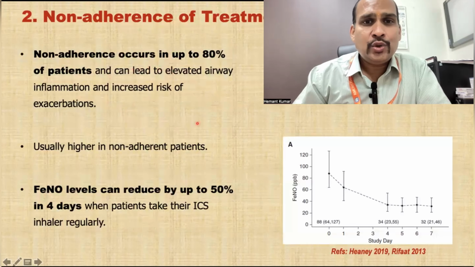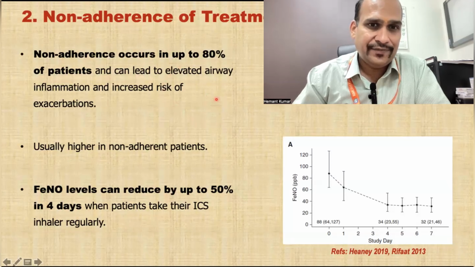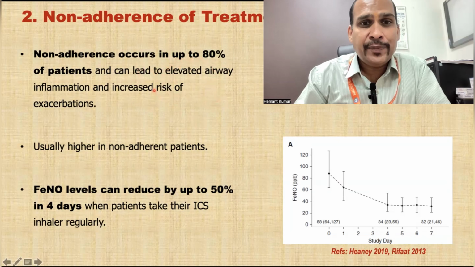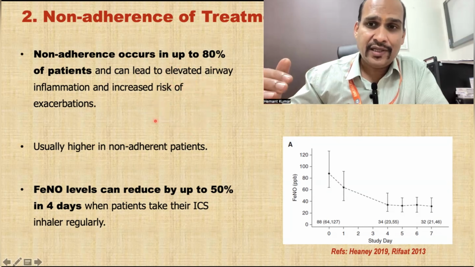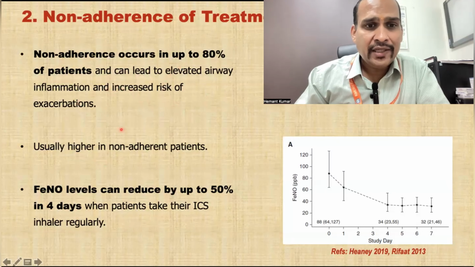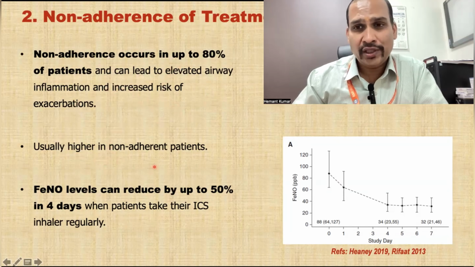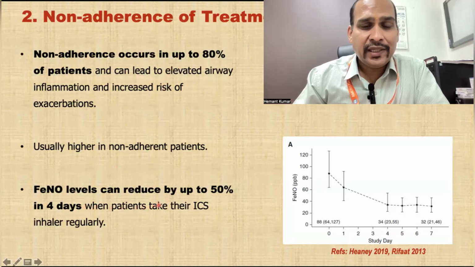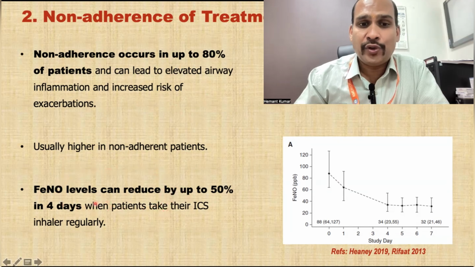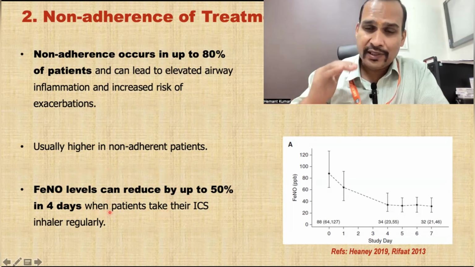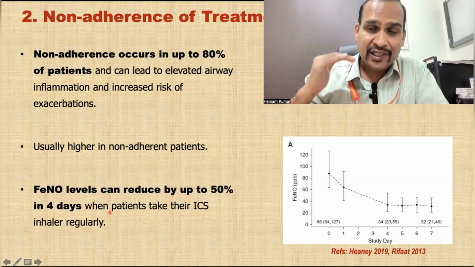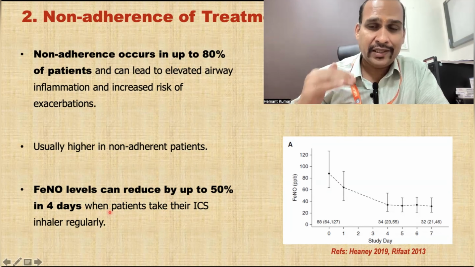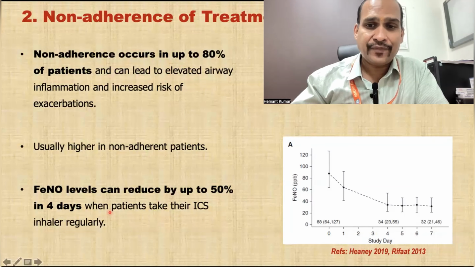Another use is to see non-adherence to treatment. Non-adherence occurs in up to 80% of patients. That will lead to an increased level of inflammation and will further increase FeNO. So FeNO is higher in non-adherent patients, meaning those patients who are not taking the inhaler properly. FeNO level can reduce by up to 50% in 4 days if the individual takes the normal prescribed dose of inhaled corticosteroid at the correct time, with correct doses, with correct technique. So usually FeNO level reduces by up to 50%.